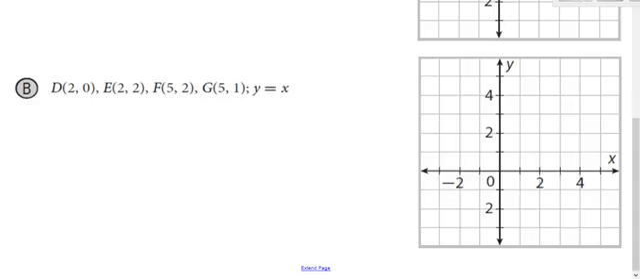So now we're going to reflect over the line y equals x. So first let's plot the pre-image. D is 2, 0. E is 2, 2. F is 5, 2. And G is 5, 1.